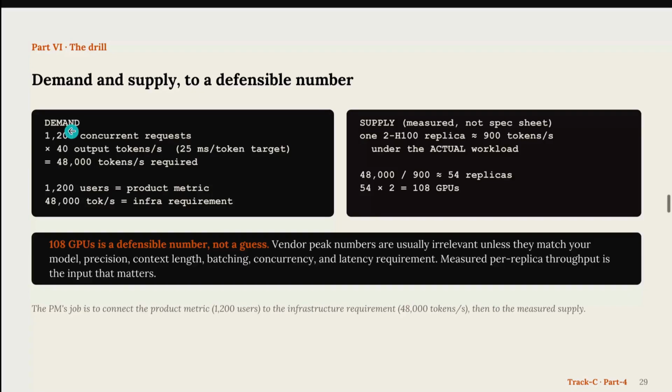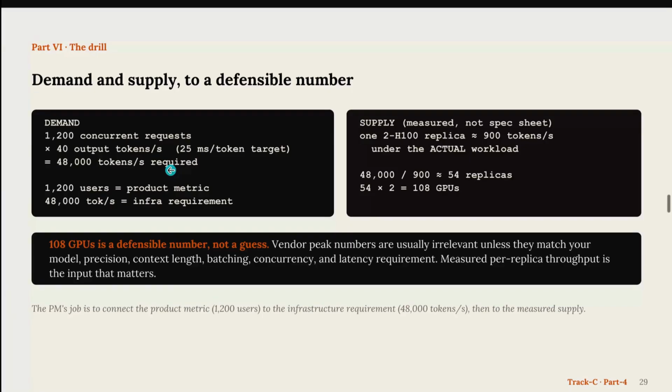So we need to calculate the demand. Hey, there are 1200 concurrent requests coming in, where our system needs to do 40 output tokens per second, which is a 25 millisecond per token generation target. If we keep it, we are looking at 40 output tokens per second, which is 1 by 25 milliseconds. Then we look at a 48,000 tokens per second requirement. So 1200 is the product requirement, 48,000 is the infrastructure requirement.